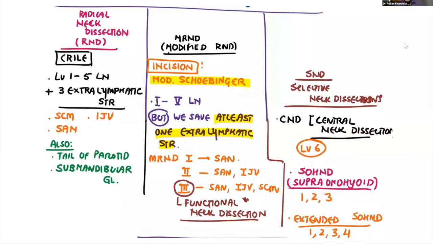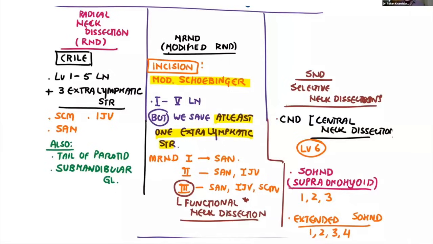Modified radical neck dissection, the incision used is Schobinger's incision, and level 1 to level 5 lymph nodes are removed, but we save at least 1 extra structure. If you save 1, then it is known as MRND1. If you save 2, it is MRND2. If all 3 are saved, we call it functional neck dissection. That is, if you're saving spinal accessory nerve, internal jugular vein, and sternocleidomastoid, all 3.